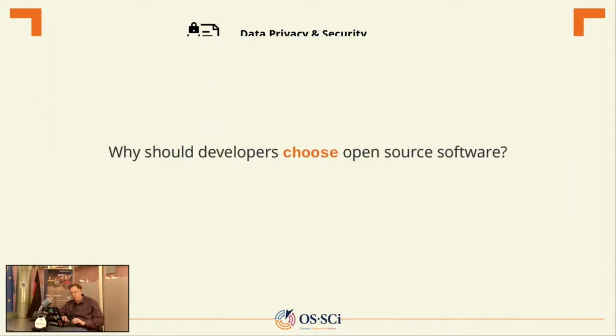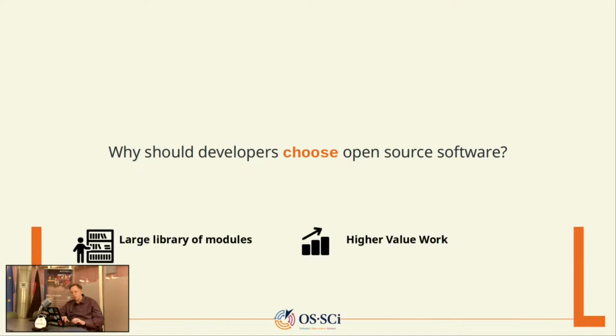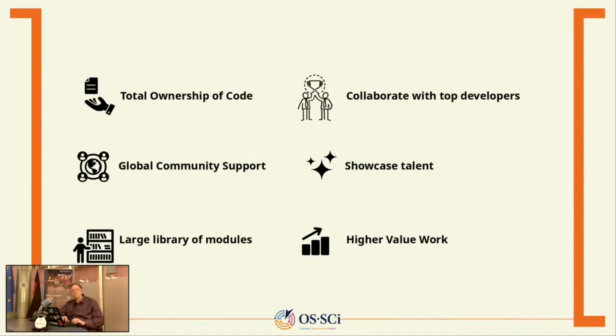But why should developers choose open source software? Well, it's good for your career if you develop open source. And why is that? We have total ownership of code. It's open source, so the code is available everywhere. You own the code you deploy, which allows you to work faster. There is a global community which supports you. We have large libraries of open source modules, and if you want to understand how a module works, or you want to adapt a module because you want to make it better, you can download the source code and change it, redistribute it.